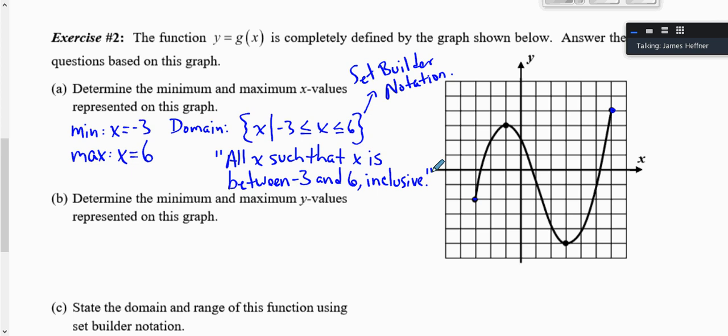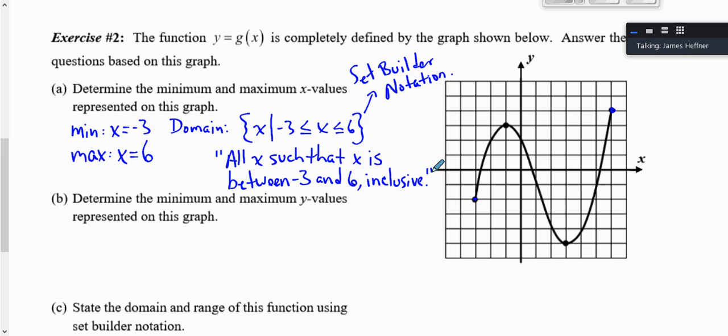Okay, does that make sense? That vertical line is just read "such that." So you should be a little bit familiar with that set builder notation. It's not that difficult, I don't think. Okay? Now let's go on to part B.